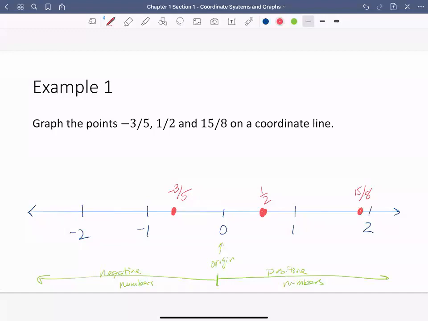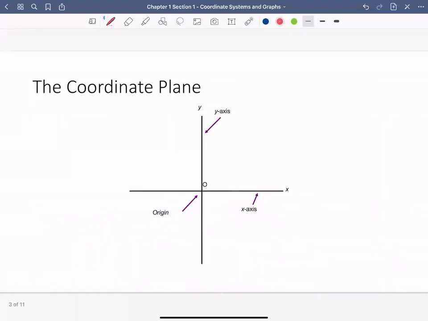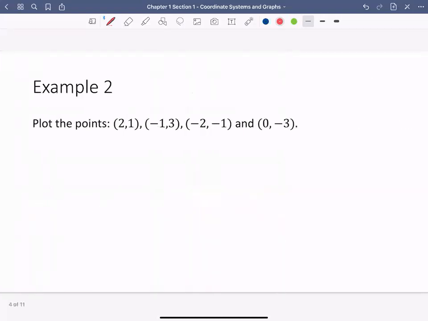All right, so next is probably what you were thinking about when I said graph, and that's the coordinate plane. So you have the x-axis and the y-axis. Your x-axis is horizontal, so it goes left to right, and your y-axis is up and down, so it's your vertical axis. And then again, there's your origin right in the middle. It separates the positives and the negatives. So example 2 is we're just going to plot some points.